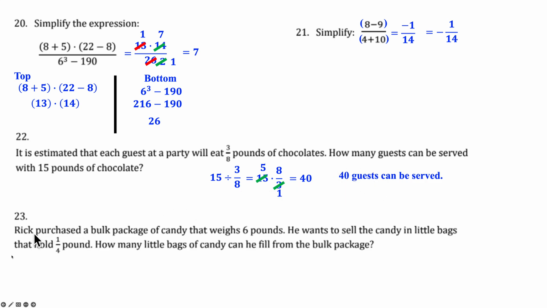All right, Rick purchased a bulk package of candy that weighs 6 pounds. He wants to sell the candy in little bags that hold 1/4 a pound. How many little bags of candy can he fill in the bulk package? Okay, take the 6 pounds, divide it by 1/4. No, not really. Change it to a multiplication of 4 over 1, which is 6 times 4 is 24. He can make 24 smaller bags for that to be sold.